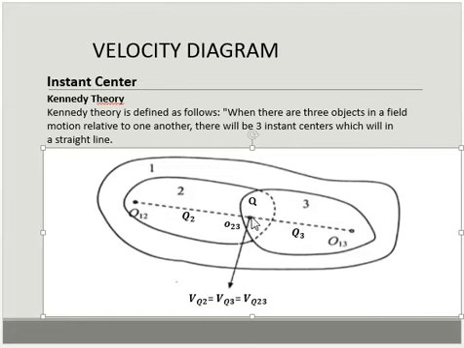Suppose that point Q is at O23, and points Q2 and Q3 belong to objects 2 and 3. Since point Q is the common center point between object 2 and object 3, the velocity is the same. The velocity VQ2 is equal to VQ3 and equal to VQ23. This velocity is the same, but they have different directions.